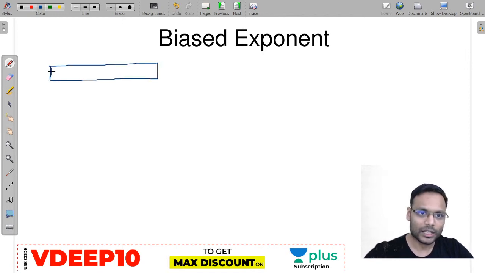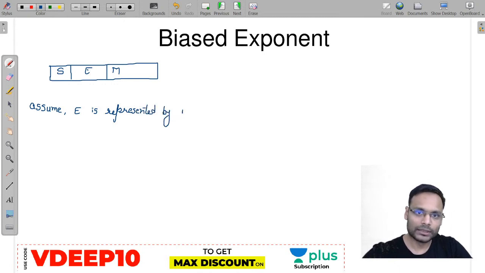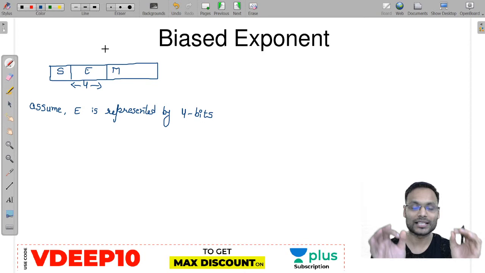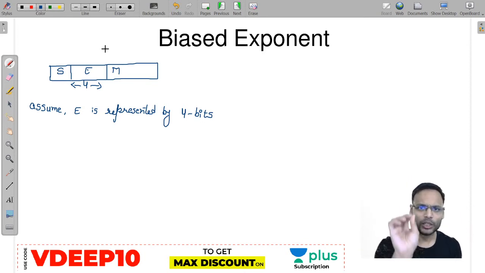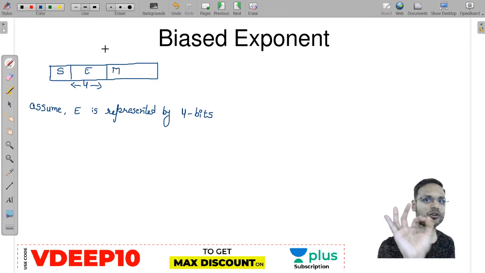Look at this. Suppose you have taken a floating point representation like this, and I am assuming you have used capital E, let's say, represented by 4 bits. 4 bits से you have represented these exponent bits. तो 4 bit आपने यूज की है, 4 bits you have used for representing exponent. Now you tell me using the 4 bits what is the range of number you can represent.